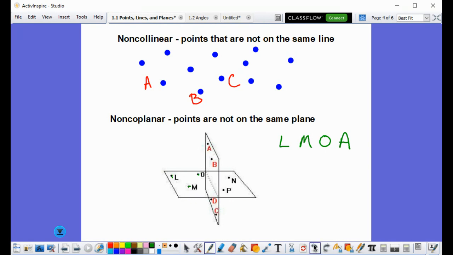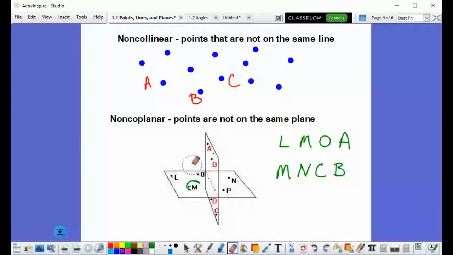Let's find another example of non-coplanar. How about points N, M, C, and B? I'll write those down because we want to have examples. M, N, C, and B. Those are non-coplanar because you can see you could never put a flat surface through all 4 of these points. And that's what you're really looking for, to put a flat surface through them.